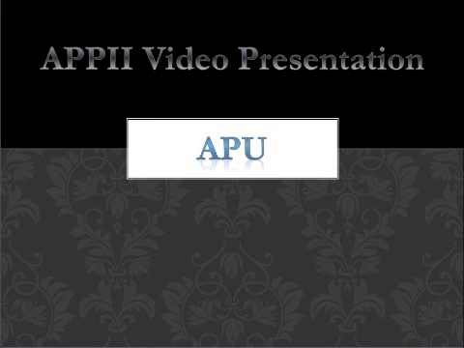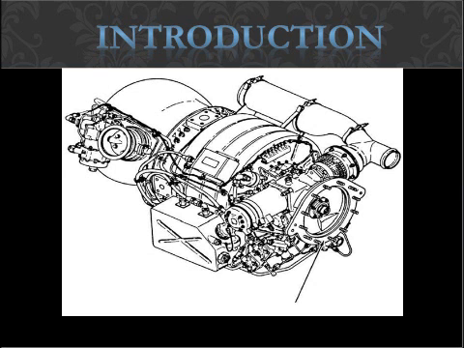Hello everyone, my group will be working on the APU of the aircraft, the Auxiliary Power Unit. The APU is a unit on the aircraft that provides energy for functions other than propulsion. Its function will be to run the electrical system of the aircraft.